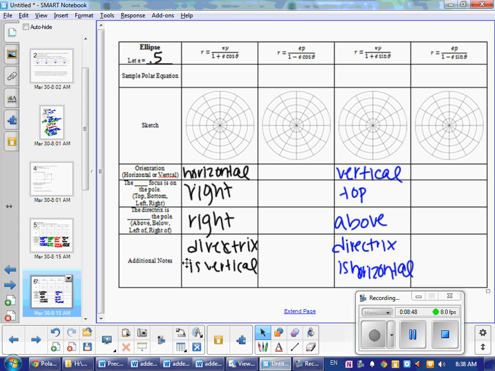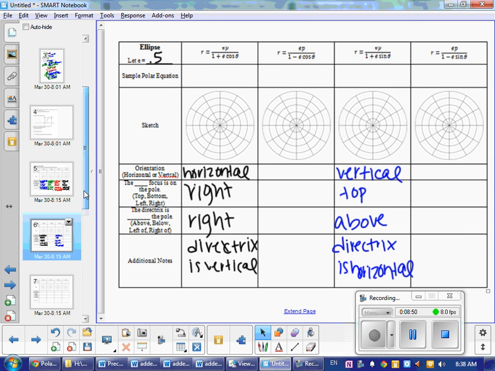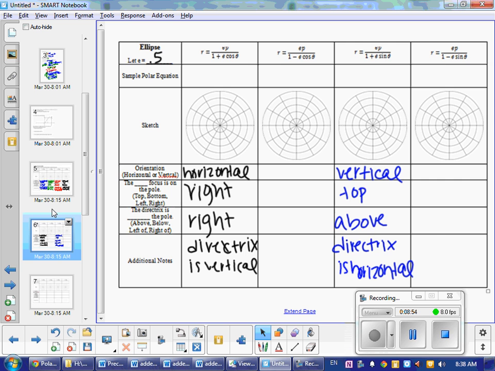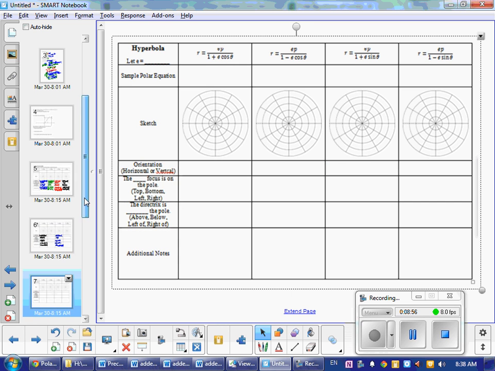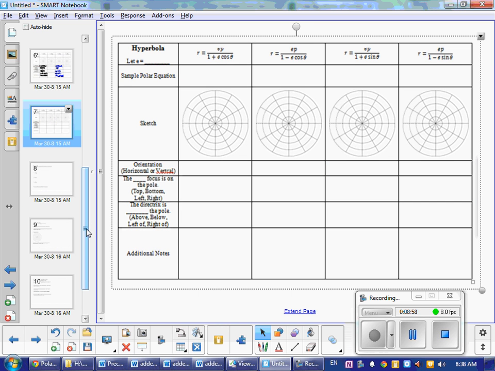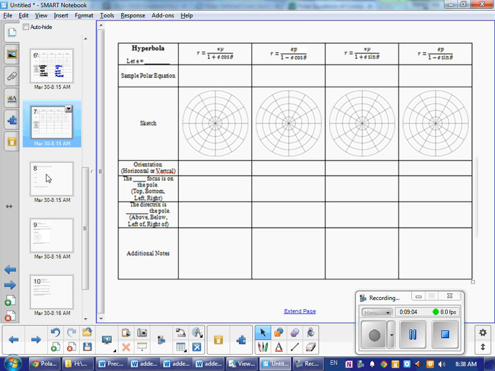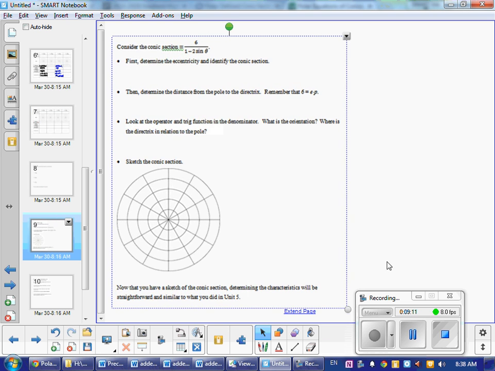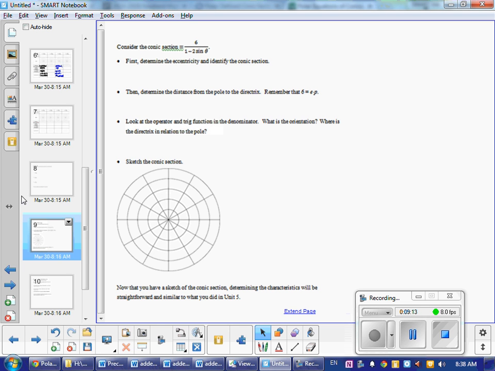Okay? We're not going to do this right now, but for your homework, I want you to finish the ellipse graphic organizer and the hyperbola graphic organizer. Okay? It's all the same patterns. And we're going to do one example on the last page. And this whole document is going to be your homework to finish this whole document.